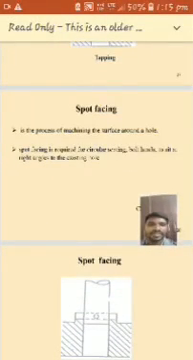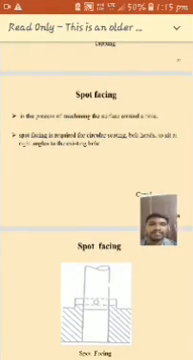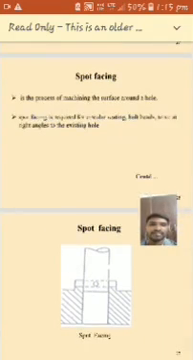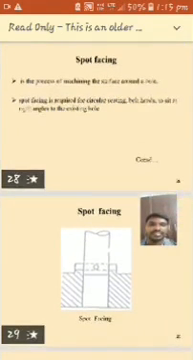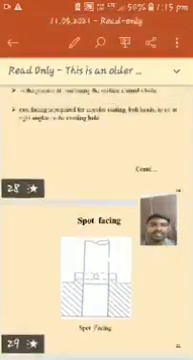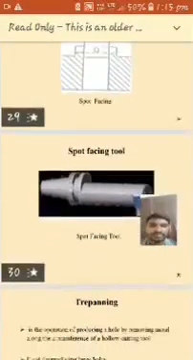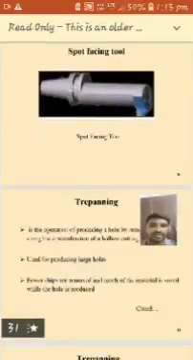The next one is spot facing. It is a process of machining the surface around the hole. Spot facing is required for circular seating, so that bolt heads sit at right angles to the existing holes. In the figure we can see the spot facing tool.